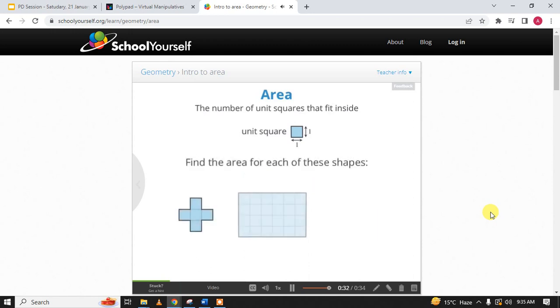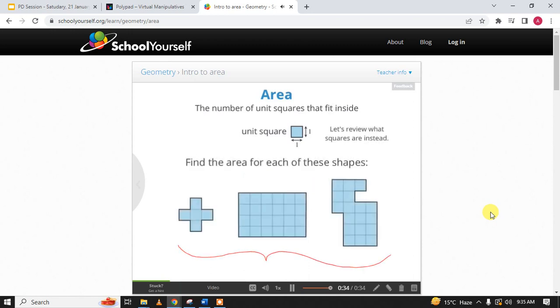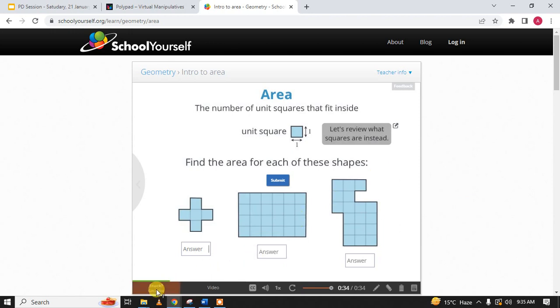So next, try finding the areas of these three shapes.